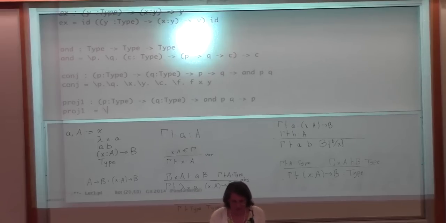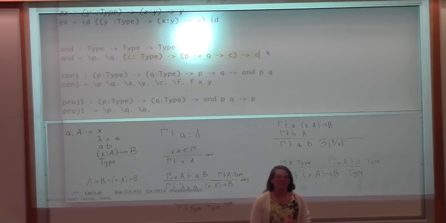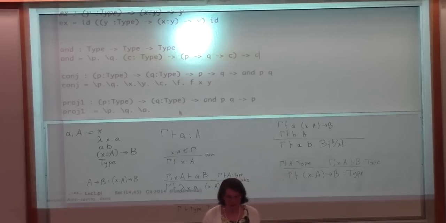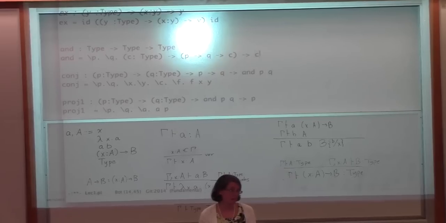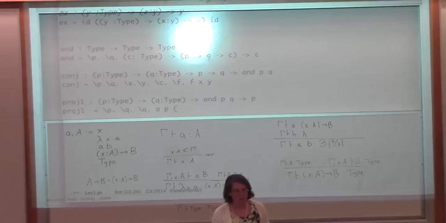So again, we need lambda P, lambda Q, and then we need our AND. I'll call that A. It has type AND P Q. Now, if we have A, how do we use it to get a P? Well, we have to look at the definition of what AND P Q is. So A actually has this type right here. So we need to apply A to P, because P is going in for C, since the eventual result we want is something of type P. And then we need a helper function, something that has type P arrow Q arrow P.